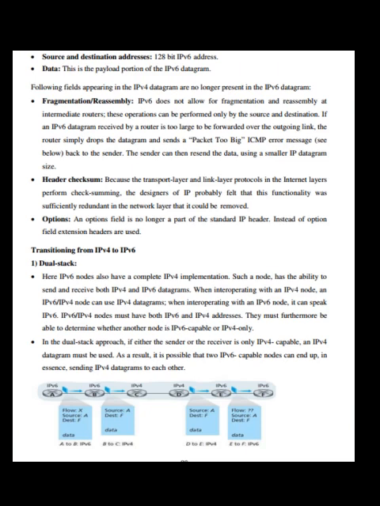When interoperating with an IPv6 node, it can speak IPv6. IPv6/IPv4 nodes must have both IPv6 and IPv4 addresses. They must furthermore be able to determine whether another node is IPv6-capable or IPv4-only. In the dual stack approach, if either the sender or the receiver is only IPv4-capable, an IPv4 datagram must be used. As a result, it is possible that two IPv6-capable nodes can end up in essence sending IPv4 datagrams to each other. See the figure.